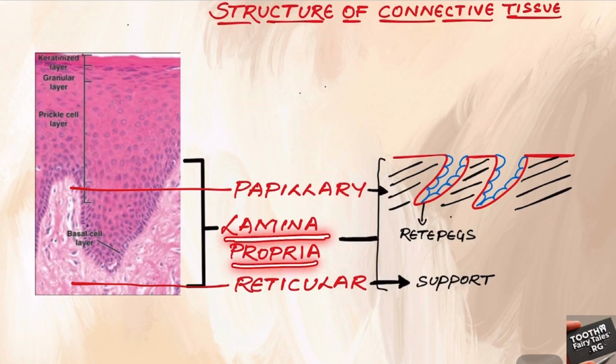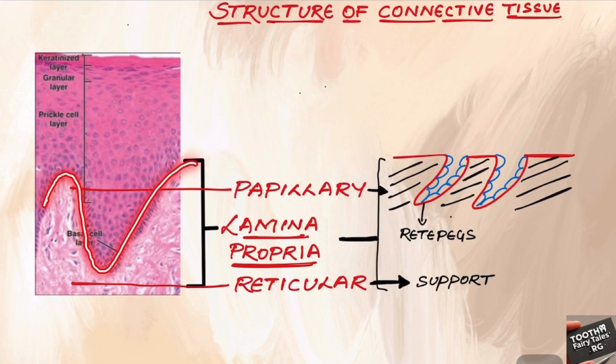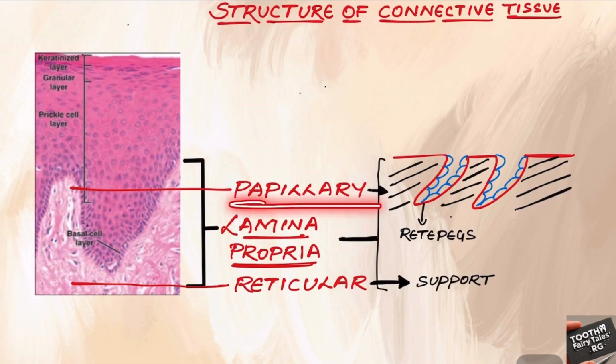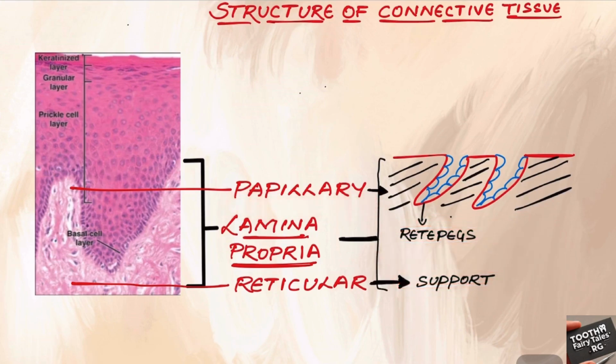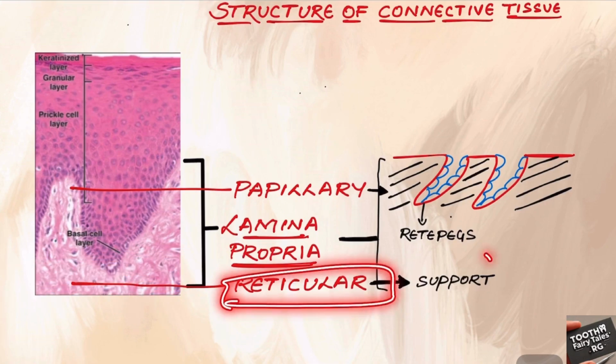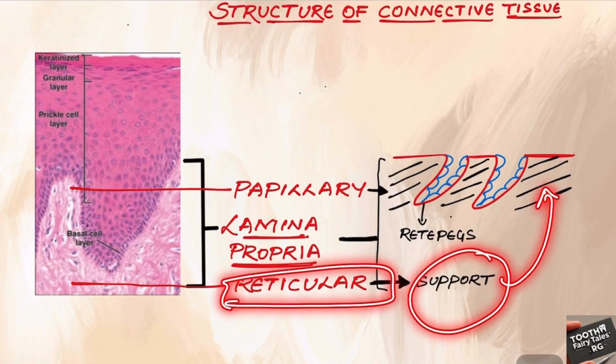Lamina propria is having two different layers. The first is papillary layer and second one is reticular layer. So papillary layer is occupying the space present between the epithelial rete pegs. In this diagram, this is an epithelial rete peg and this is the area where the papillary portion of the connective tissue is occupied. Beneath the papillary layer is the reticular layer of the connective tissue. In this diagram, it is here. So this reticular layer is providing the additional support to the epithelium.